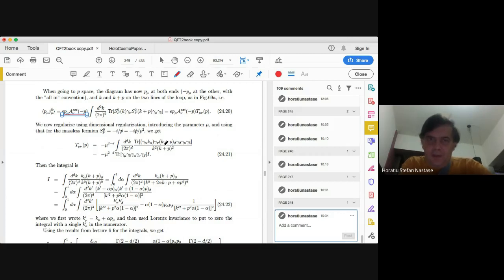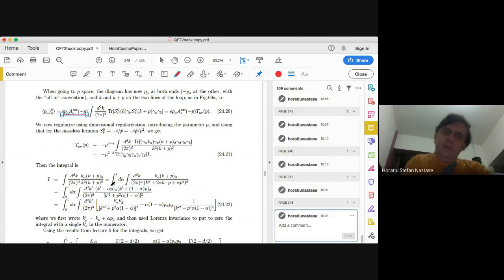But if you look here, there's only one trace structure. It's trace of gamma alpha, gamma nu, gamma mu, gamma beta, gamma mu, gamma phi. But I can use the cyclicity of the trace, put gamma mu, gamma phi in front. So gamma mu, gamma phi, gamma alpha, gamma nu, gamma beta. And then I have this integral over k alpha, k plus p beta, over the denominator k squared, k plus p squared.